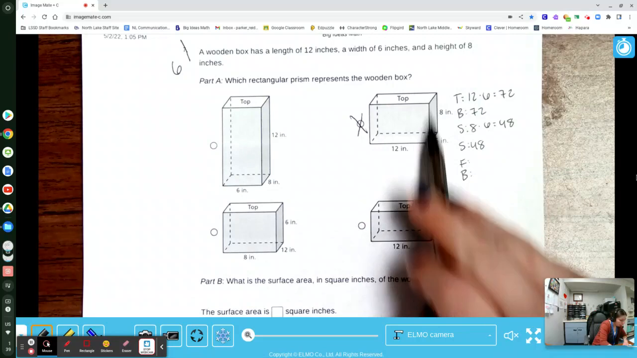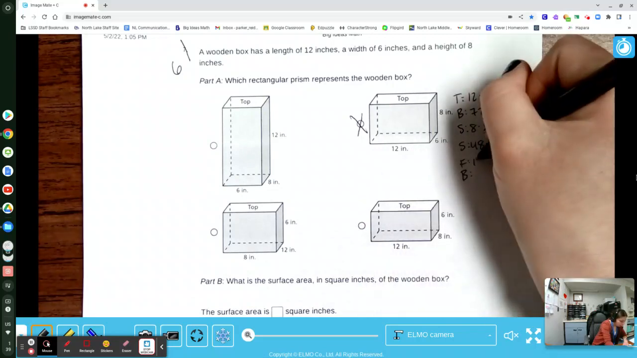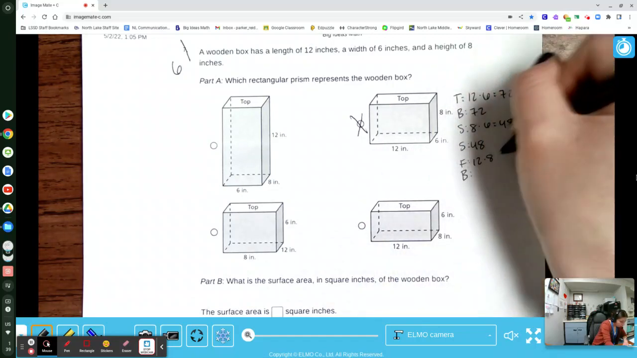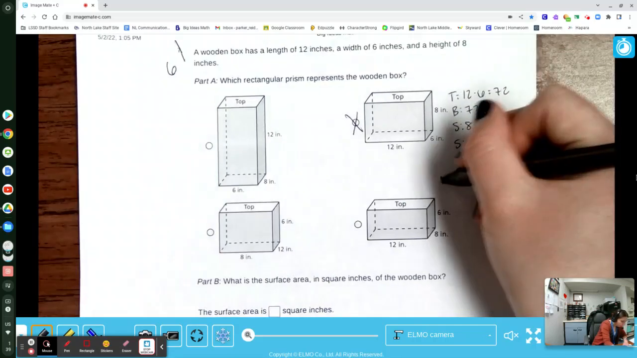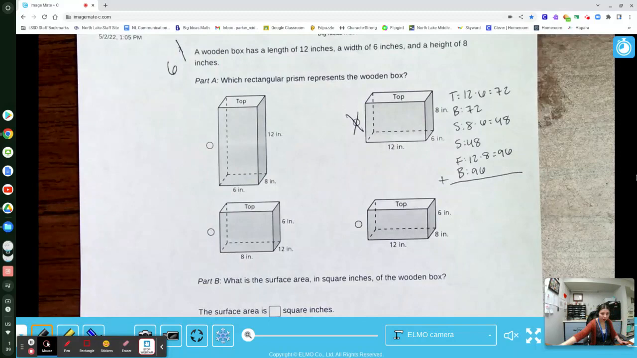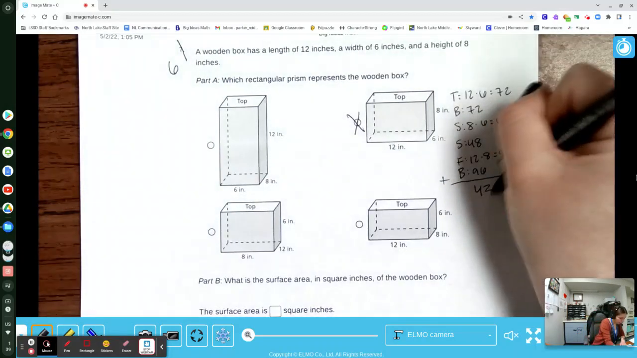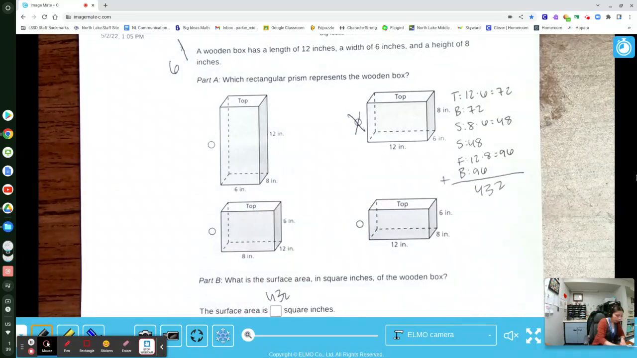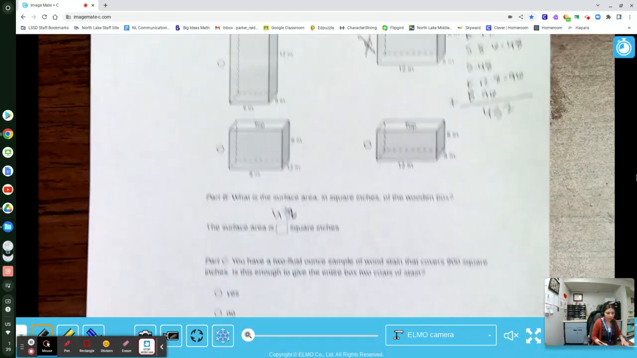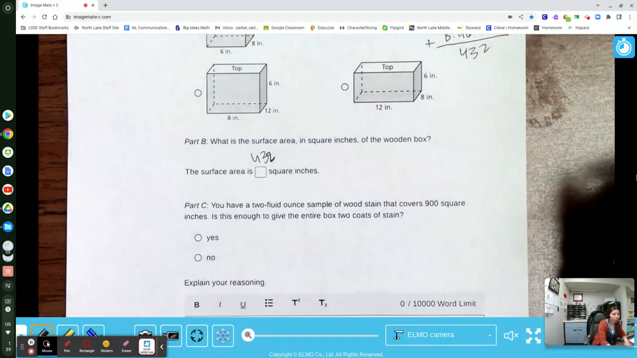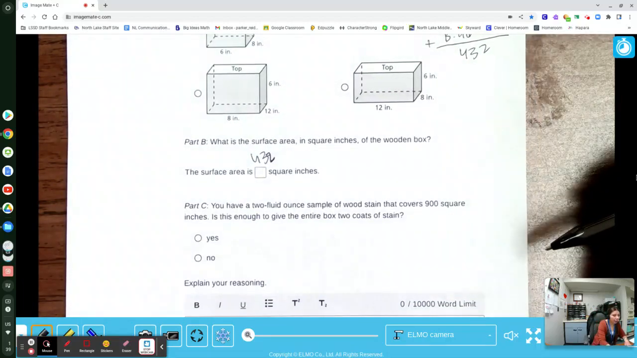And finally, I have the front and the back. Those will be the same as well. Those have length and width of 12 and 8. So that's going to be 96 for both. And then when I add them all together in my calculator, I'm going to get 432. So the area should be 432 square inches.